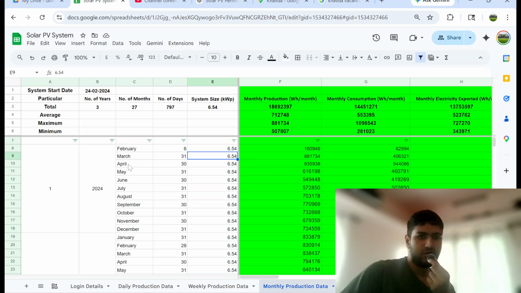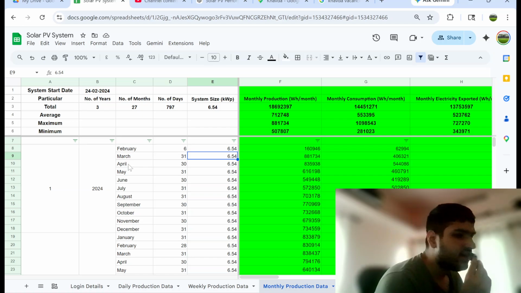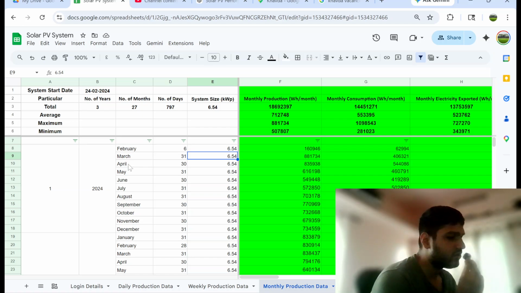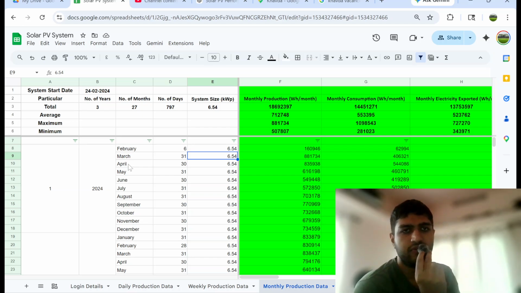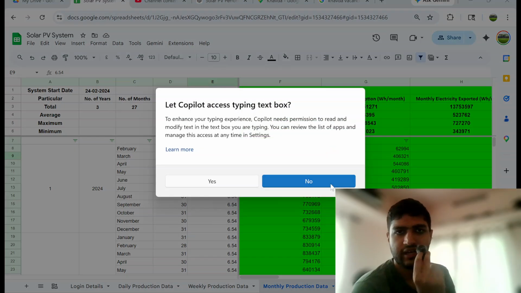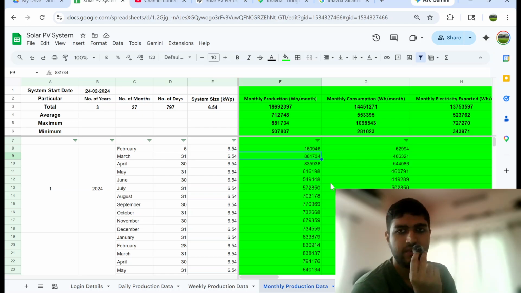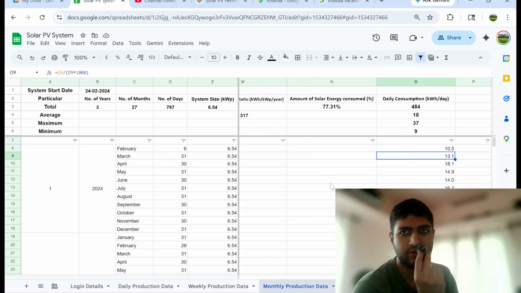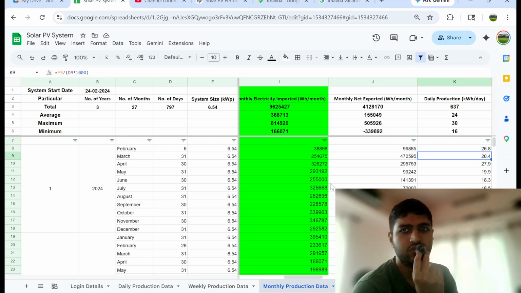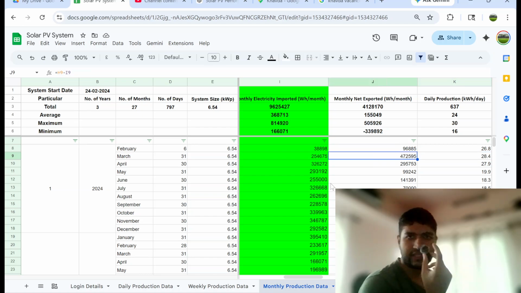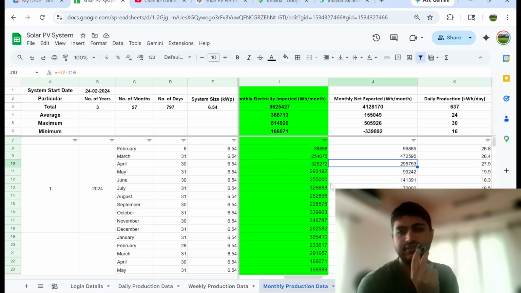So that's what you are going to use in this particular analysis, and that's what you should do for that particular reason. When you have the number of days, it gives you an idea of what is the production per day. Production per day, that is kilowatt hour per kilowatt peak per day. And then you can also calculate the net export, that is export minus import. That is the net export.